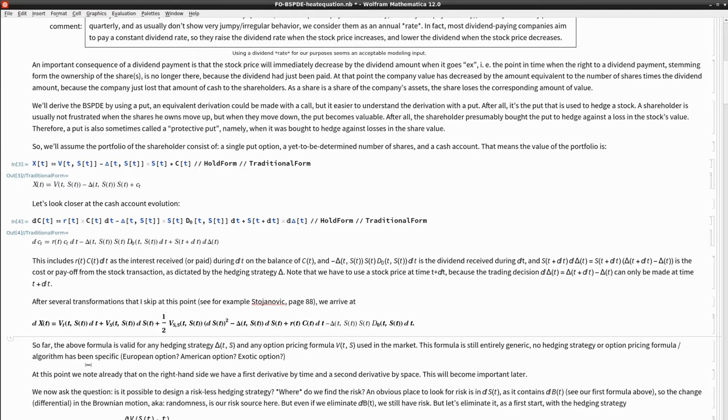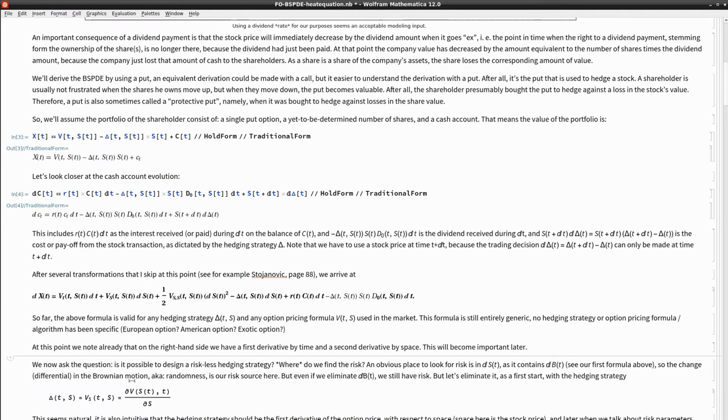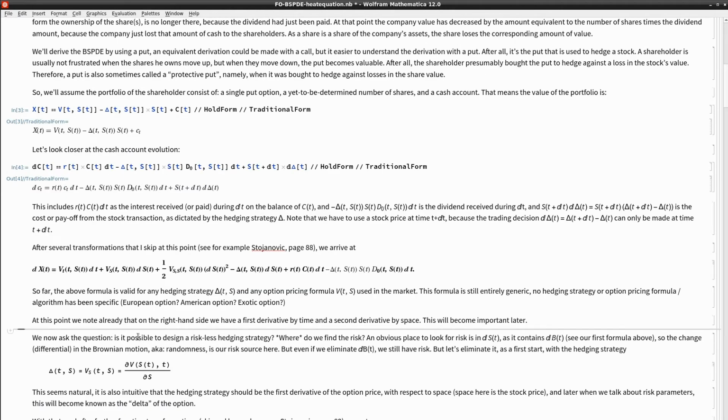Okay, so at this point, I want to emphasize already that on the right hand side we have a first derivative by time and a second derivative by space. This will become important later when we are dealing with the heat equation. Okay, and now our question becomes, is it possible to design a riskless hedging strategy? Where do we find the risk? What is the risk in this differential process here? And the differential of our total overall portfolio value. Where do we find the risk?